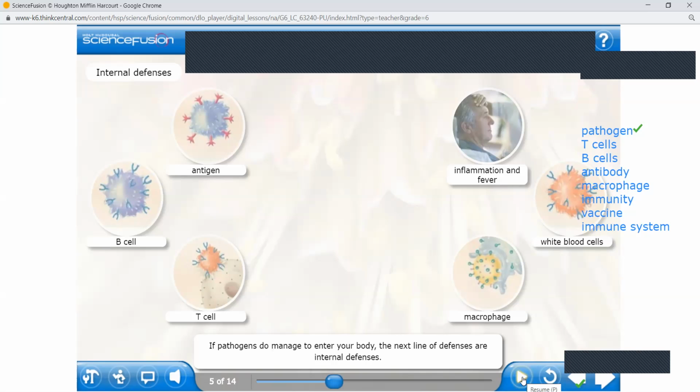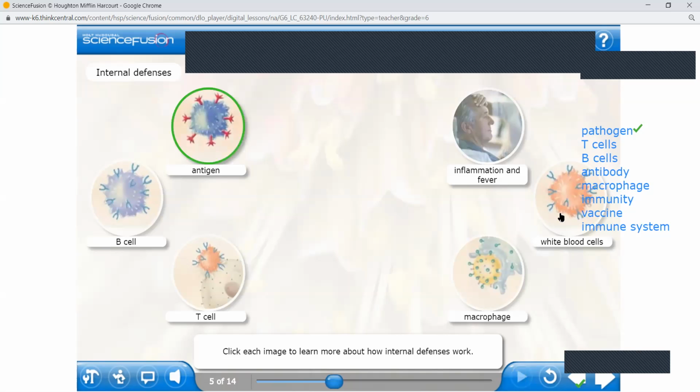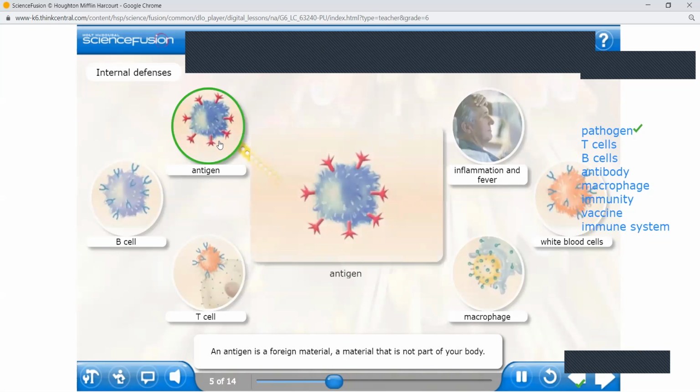Okay, so now let us continue. Listen to this and then I will explain it to you one by one. Click each image to learn more about how internal defenses work. Let us start with antigen. What are antigens? An antigen is a foreign material, a material that is not part of your body. Many, but not all, antigens are proteins. Some are toxins secreted or released by pathogens such as bacteria. Antigens can trigger and activate an immune response.